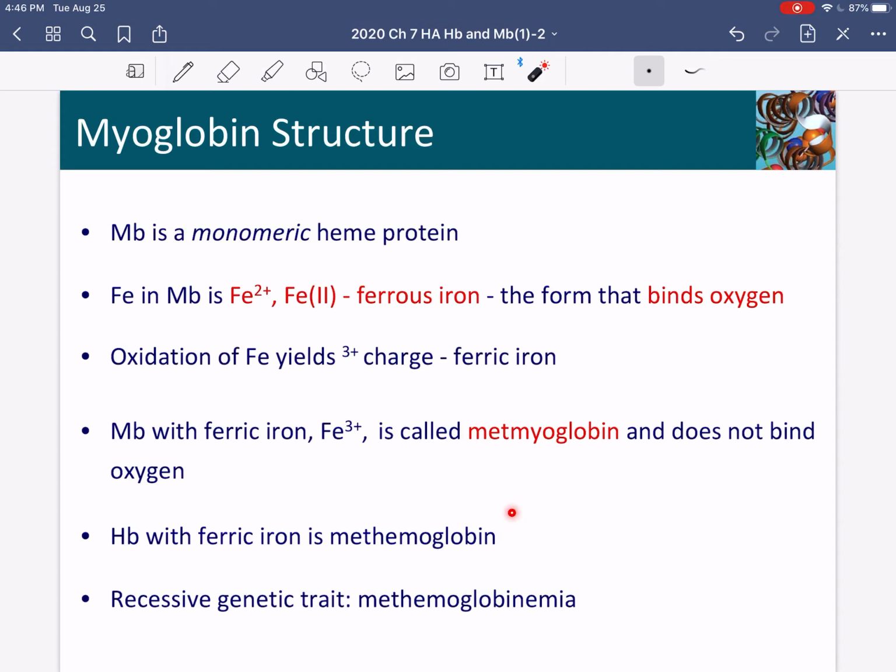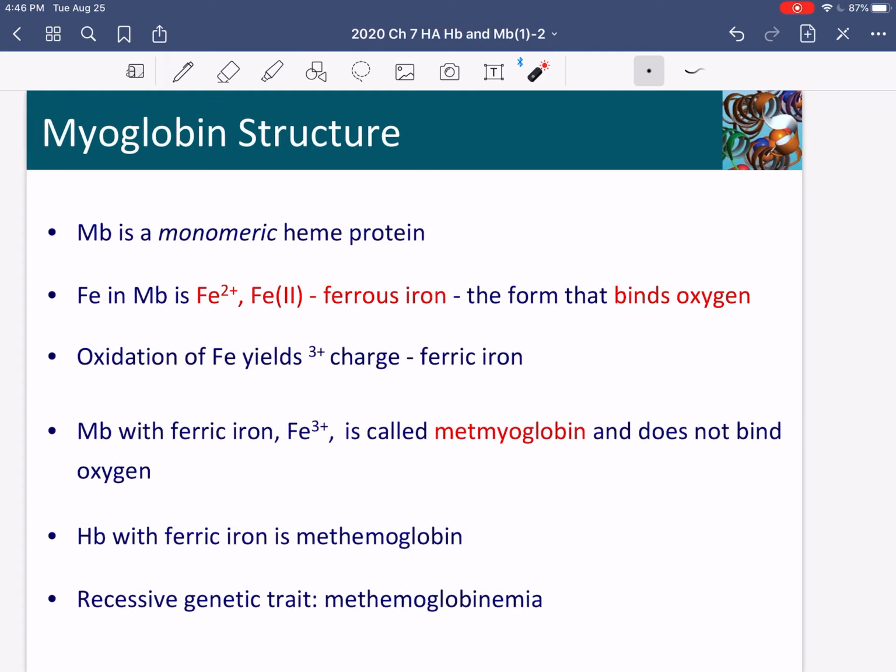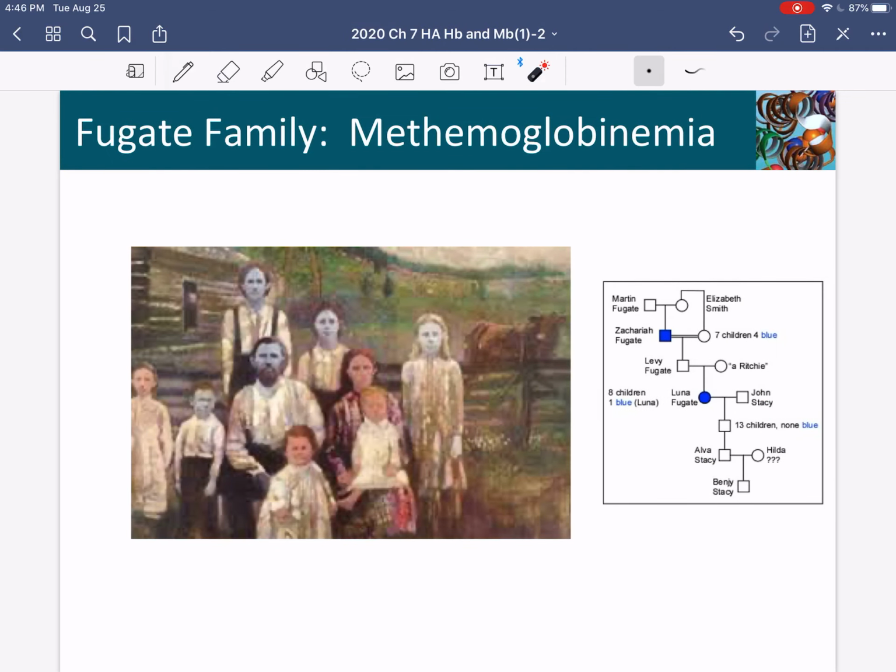There are enzymes that can reconvert methemoglobin and metmyoglobin so that they will coordinate the ferrous iron. They'll let go of the ferric one and coordinate the ferrous one. But those enzymes are absent in people with methemoglobinemia. And there's a picture of that, a family. I include it on the eCampus website as well. So this is the Fugate family, and the Fugate family in Kentucky was characterized by blue family members. Their skin was blue because their iron was in the ferric state in abundance and could not bind oxygen.